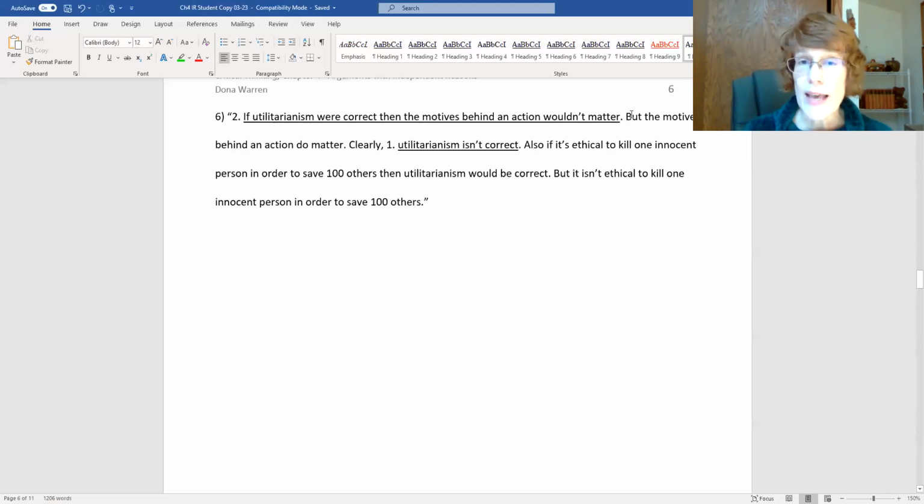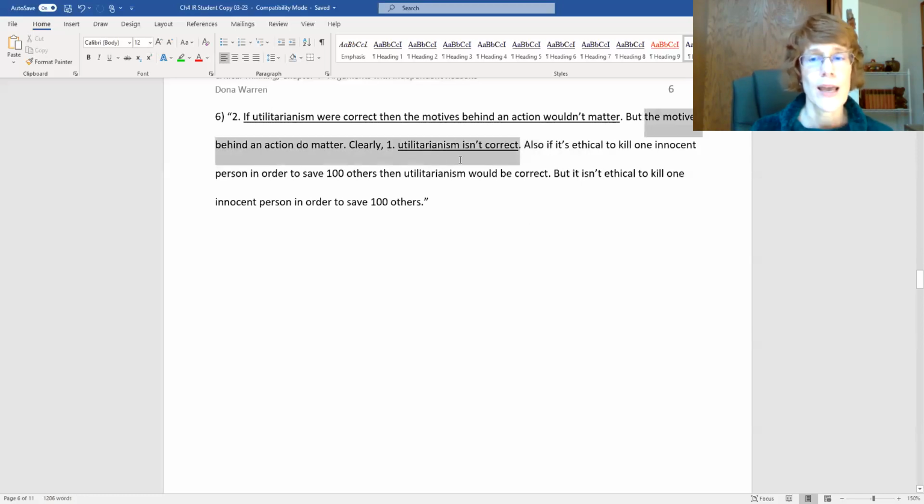Note, we keep that together because that's one claim. We don't split around if-thens. This claim is not saying that utilitarianism is correct, and it's not saying that the motives don't matter. It's just saying that if utilitarianism were correct, then they wouldn't matter. What about the motives behind an action do matter? That's important too.